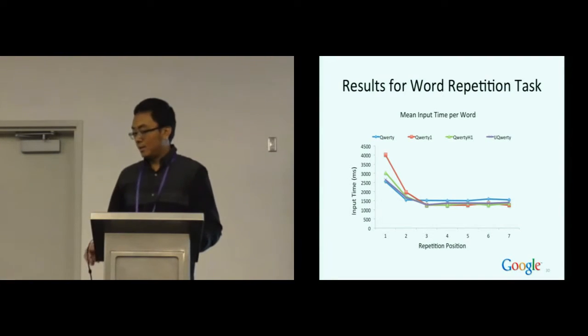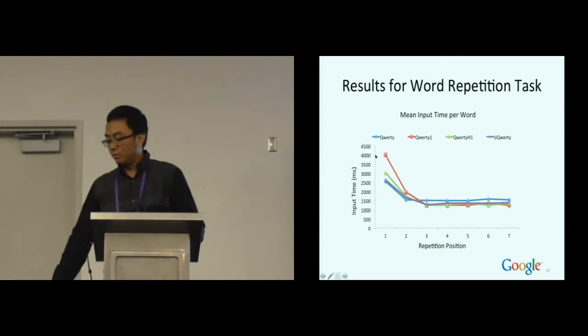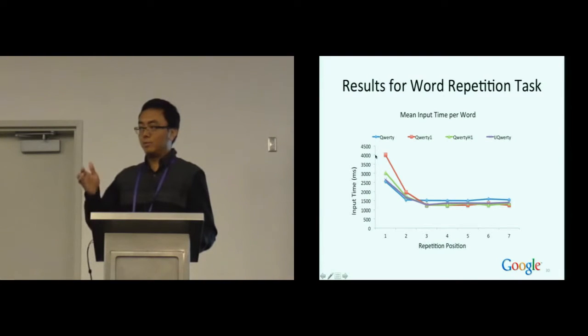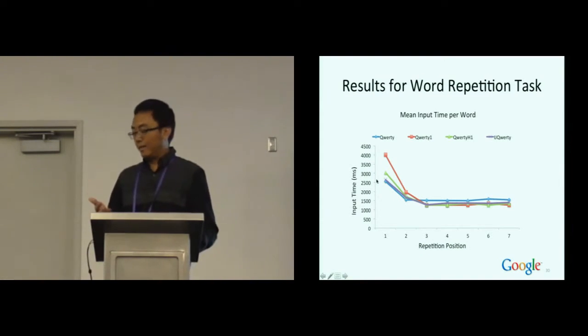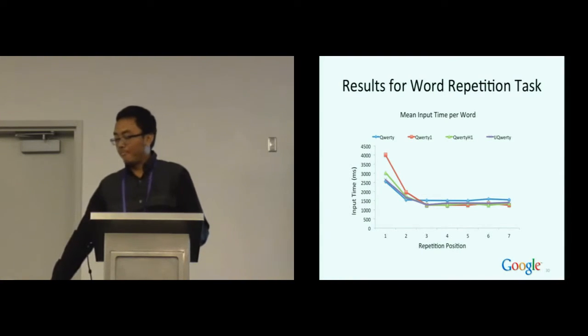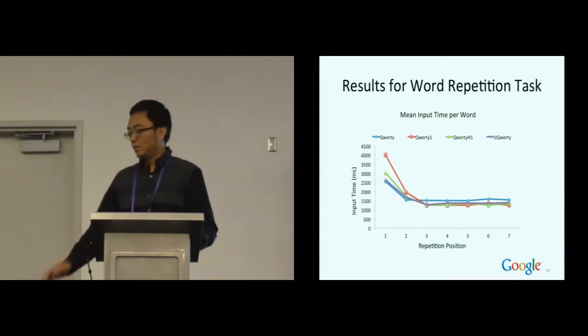And in the second study, for the word repetition task, some findings confirm what we observed in the previous study. So let's see, for the first repetition of the word, the first time the user encounters the word and enters it on the new layout, we can see that IJQwerty and Qwerty have shorter input times than the other two layouts. It indicates that IJQwerty users didn't slow down when they first encountered this new layout.